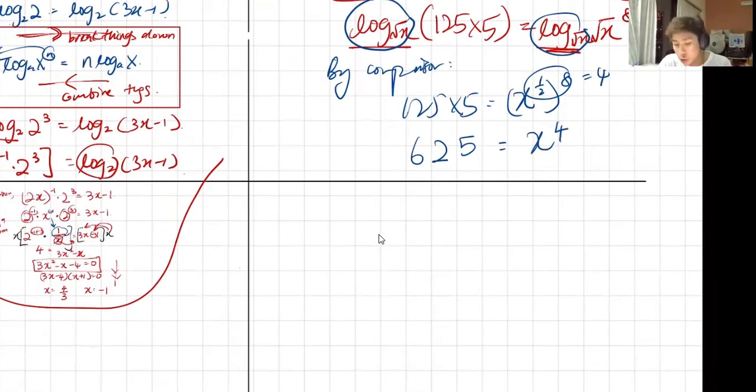Then you solve for this question. x is just the fourth root of 625, which I think will give you 5. You type it in your calculator.